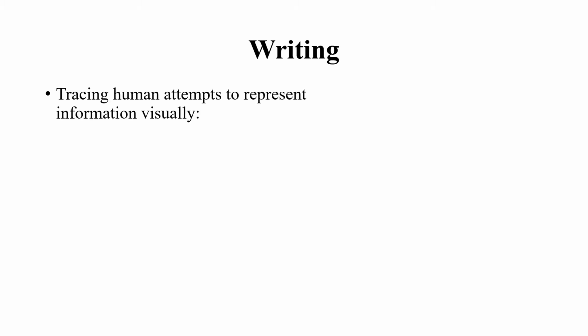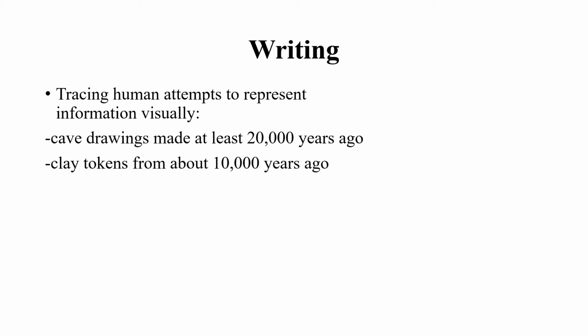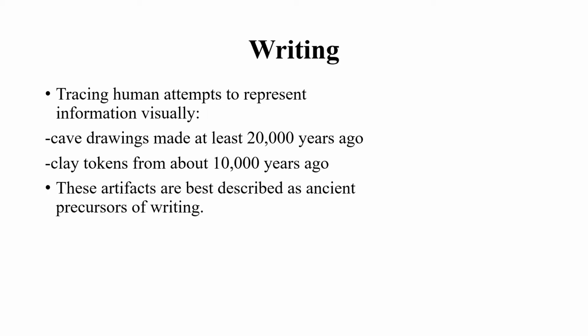In terms of human development, writing is a relatively recent phenomenon. We may be able to trace human attempts to represent information visually back to cave drawings made at least 20,000 years ago, or to clay tokens from about 10,000 years ago, which appear to have been an early attempt at bookkeeping, but these artifacts are best described as ancient precursors of writing. So we cannot list them as examples of writing.